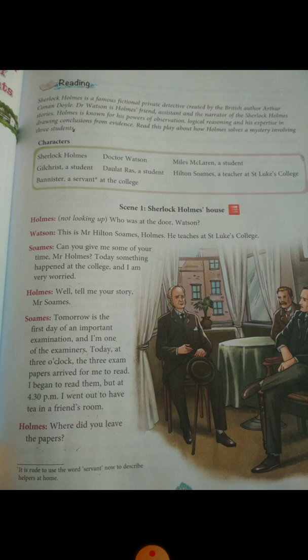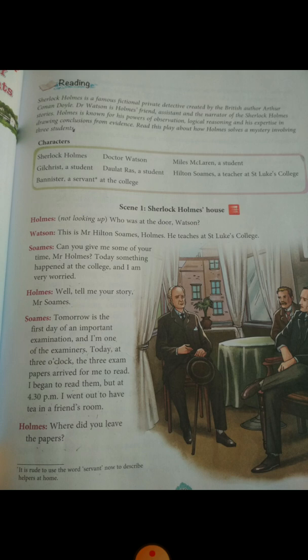Scene 1, Holmes, not looking up: Who is at the door? Watson and Holmes are sitting in their room, and Mr. Soames knocks at their door. Then Holmes asks, who is at the door? Watson: Oh, it is Mr. Hilton Soames. He teaches at St. Luke's College. Soames asks Holmes, can you please give me some of your time, Mr. Holmes? Something happened today in the college and I am very worried about it. Holmes: Okay, tell me your problem.